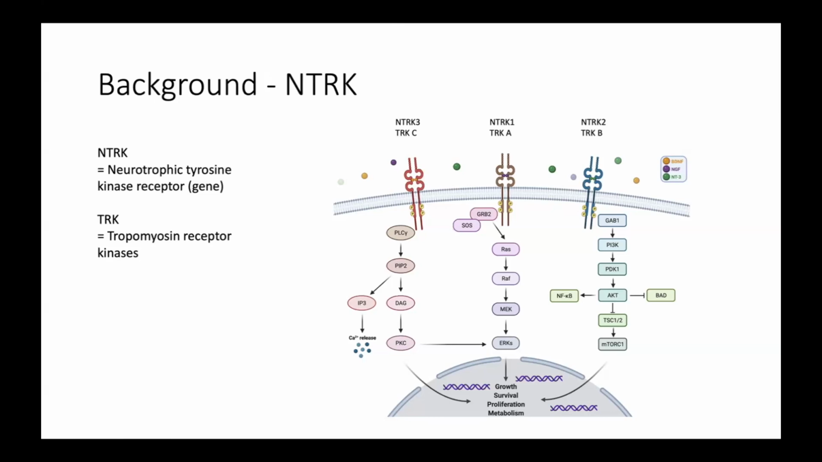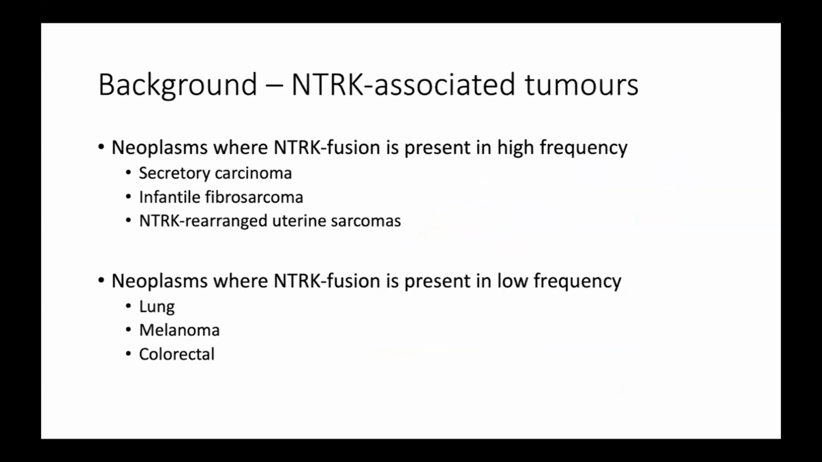So NTRK generally plays a key role in embryology in neurogenesis, but in adults it also helps with general neural function and neural plasticity. And the downstream signaling of the TRK receptors is to do with cell growth, survival, and proliferation. So the PI3K, AKT, mTOR pathway, the RAS-RAF pathway, and the PLC, DAG, PKC pathway. And there are 3 NTRK genes, 1, 2, and 3, and they code for 3 TRK receptors, A, B, and C.